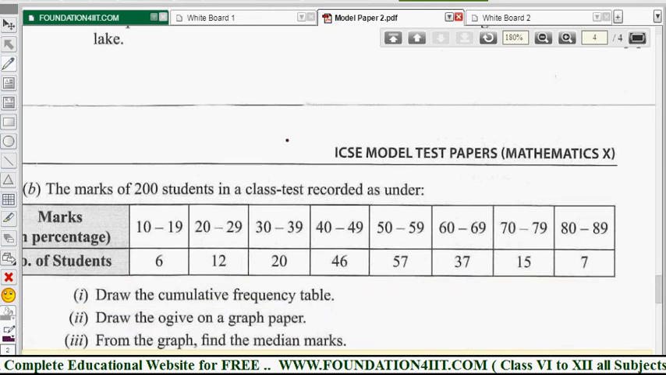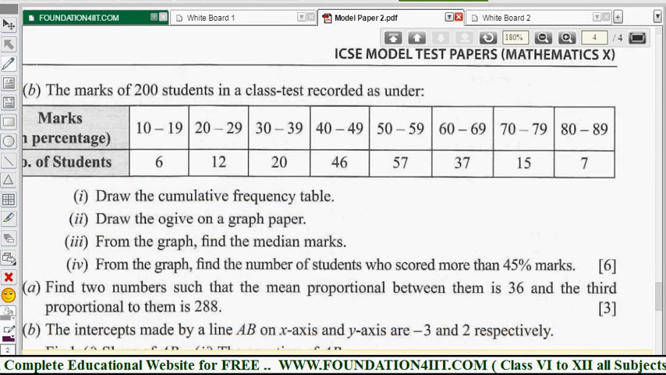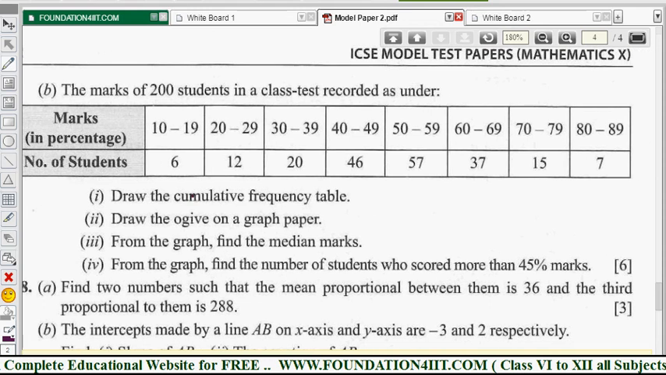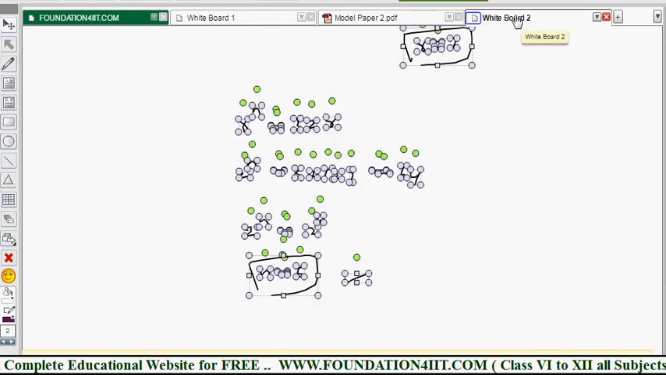In this, the second question is for 6 marks. It's important. So when you observe this, marks of 200 students in a class test are recorded as under, marks percentage and number of students. So draw the cumulative frequency table first, and we'll draw the ogive on the graph. From the graph we'll find out the median, and from the same graph find the number of students who scored more than 45% marks.